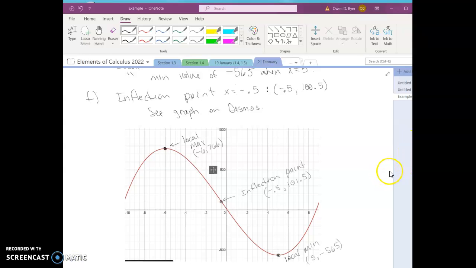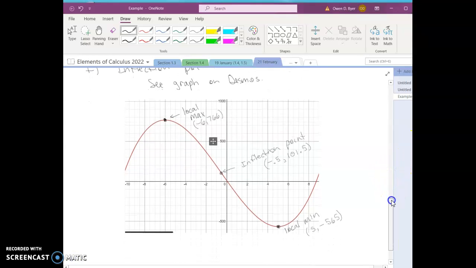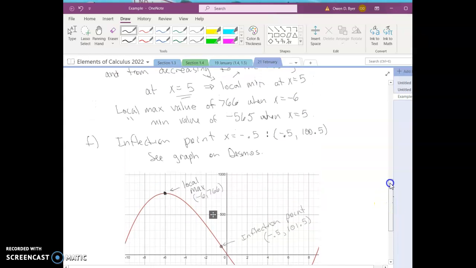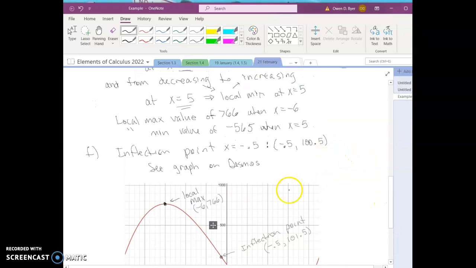Okay, here's the final graph. I copied it in from Desmos. You can see the local maximum is at negative 6, 766. Here's the inflection point at x equals negative 0.5, and there's the local min that I graphed. I found the height of the inflection point by plugging back into the original function f.